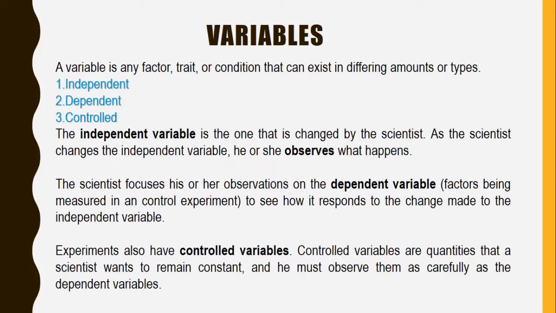So in the experiment, there's also a controlled variable. Those are the quantities that remain consistent, and they must be observed as carefully as the dependent variable.